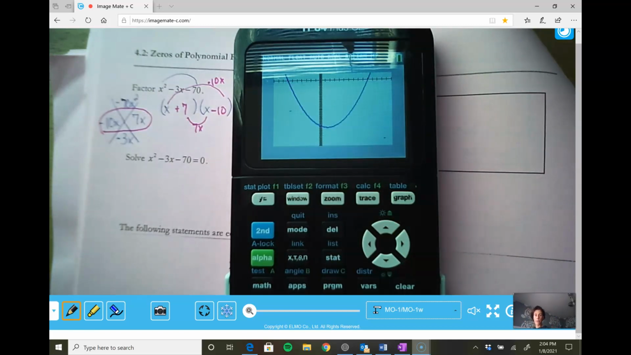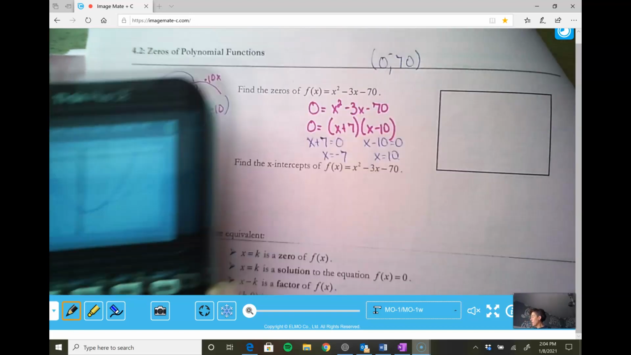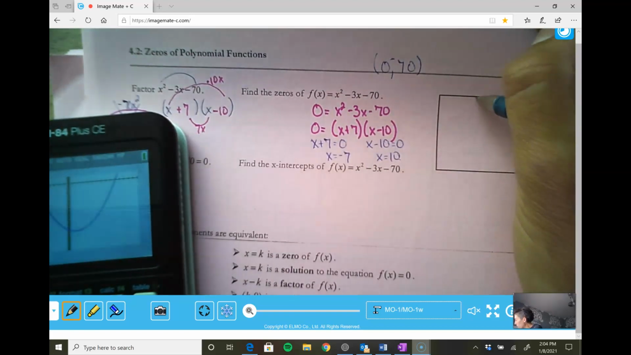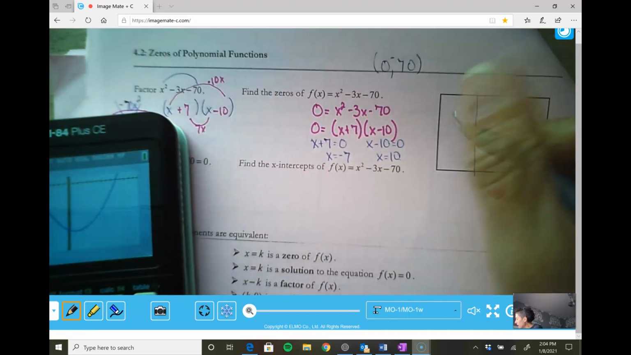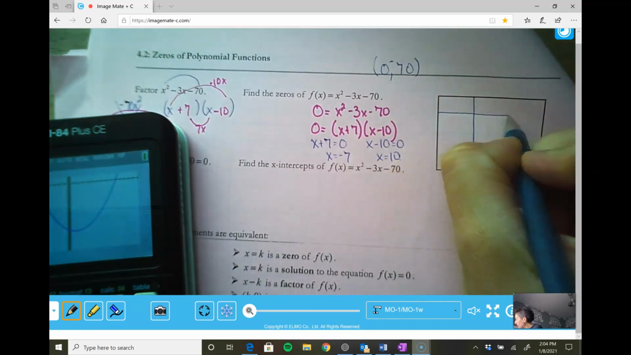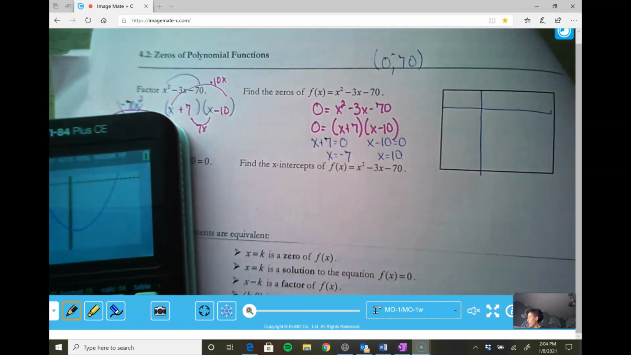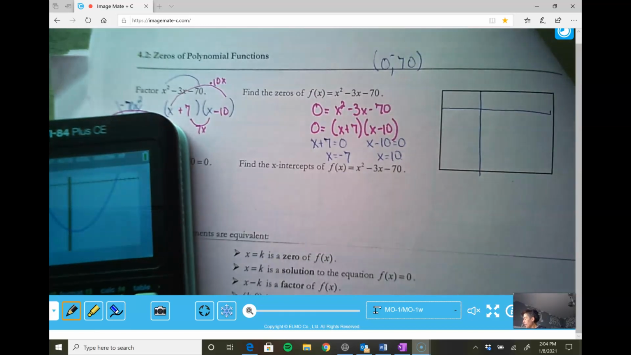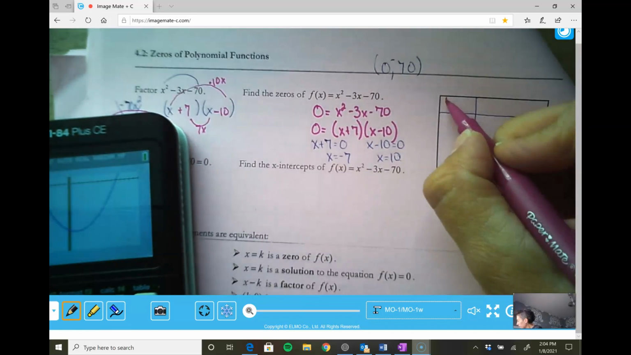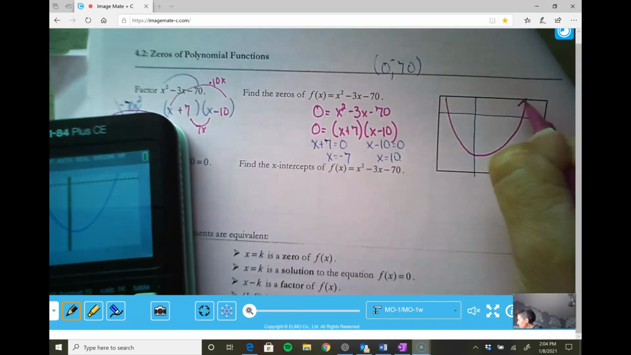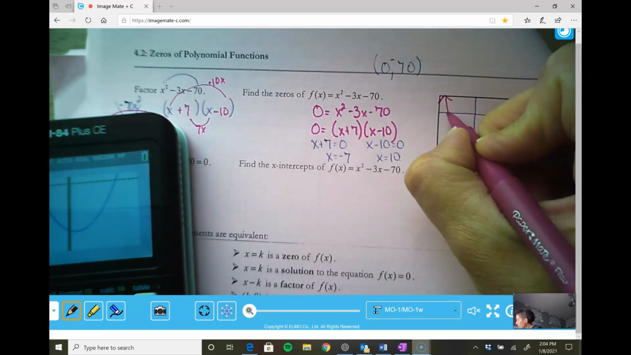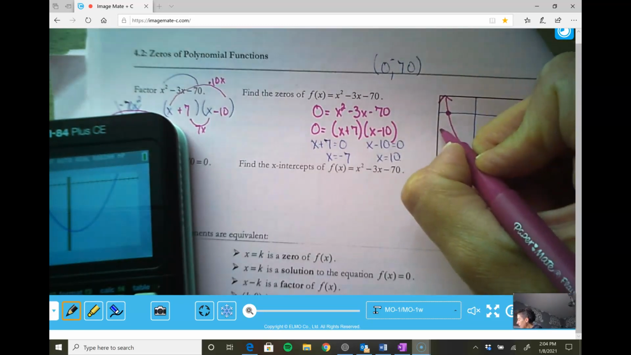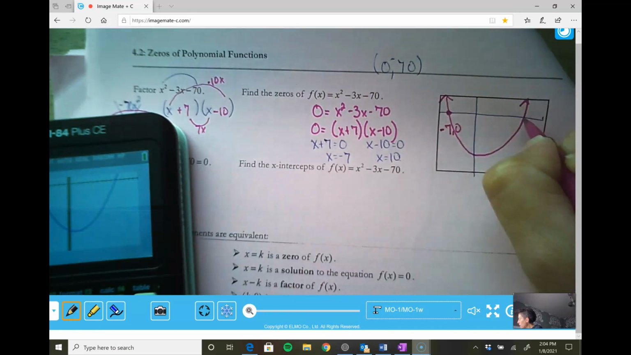And now I've got the full shape. So some different things, and I can always help you adjust that window, or Desmos is great, again, because you can just use your fingers and zoom in and out with the touch screen. But here comes the shape. So again, just what finding the zeros means is we have found one x-intercept of negative 7, 0. We found another x-intercept of 10, 0.